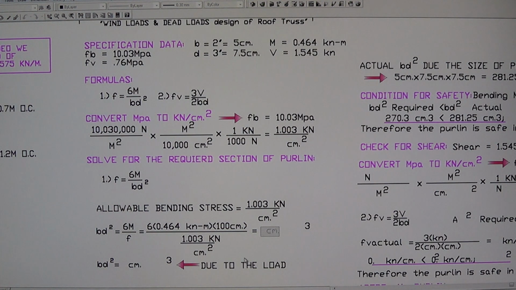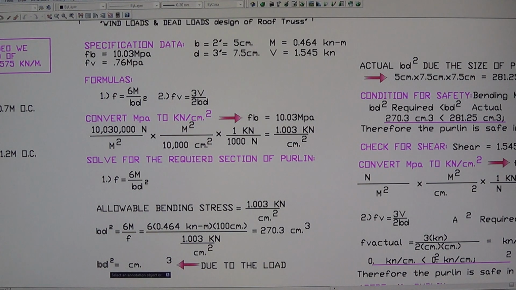which gives you 270.3 centimeter cube. Okay, don't be confused with the cube. The reason why it's cube, as I explained, is that this is centimeter and this is centimeter square. So 270.3 centimeter cube is the section required to carry the maximum moment from the shear moment diagram right here. So we calculated this. This is the required section.